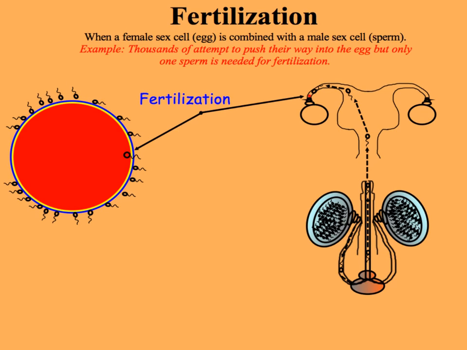Fertilization is when a female sex cell is combined with a male sex cell, the sperm to the egg. Many thousands of sperm head their way to the egg, but it only takes one. And as soon as that one sperm right here makes its way into the egg, fertilization has occurred, and the rest of the other sperm are no longer needed.